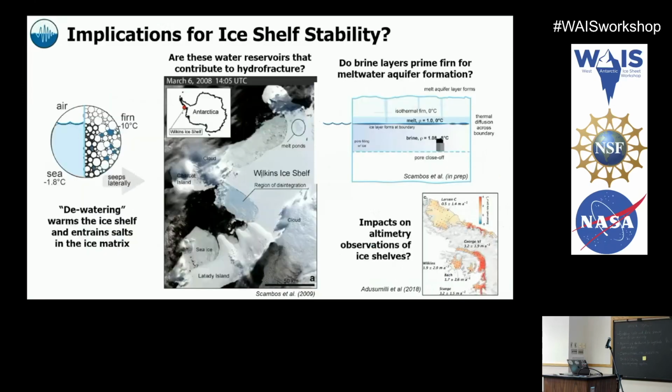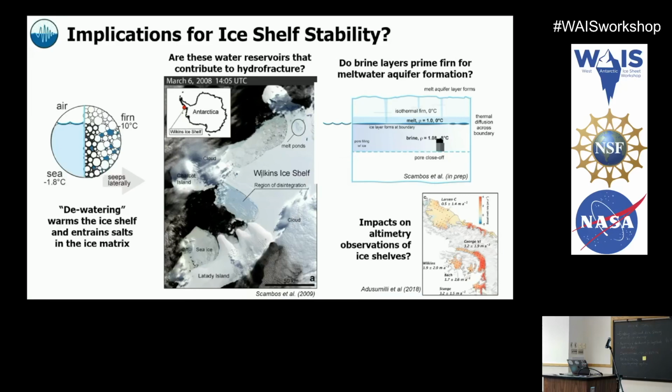Now, if seawater infiltration is truly as extensive as the Cook paper suggests, then we should care about these systems for a number of reasons. So first, refreezing of the seawater component is going to warm the ice shelf and intrude salts into the ice matrix, and that's potentially altering our ice rheology. Second, like firn aquifers, these brine layers might be a perennial source of liquid water that could aid hydrofracture. In fact, that was one of the major hypotheses for disintegration events on the Wilkins ice shelf before we determined that it was hosting a freshwater aquifer instead.